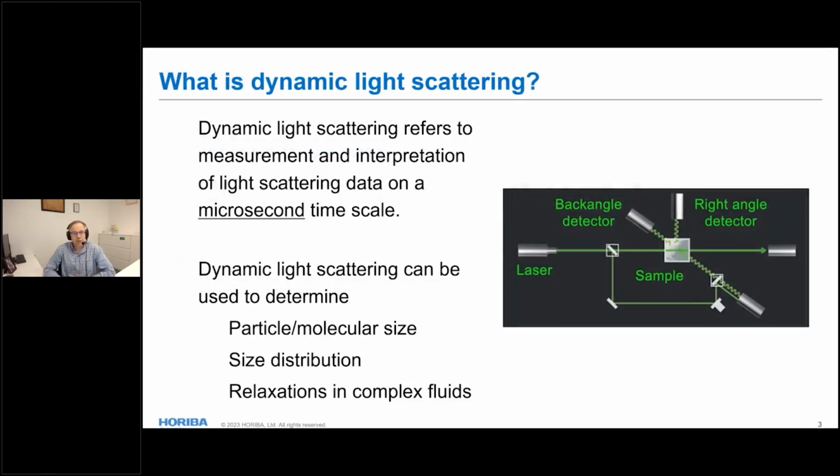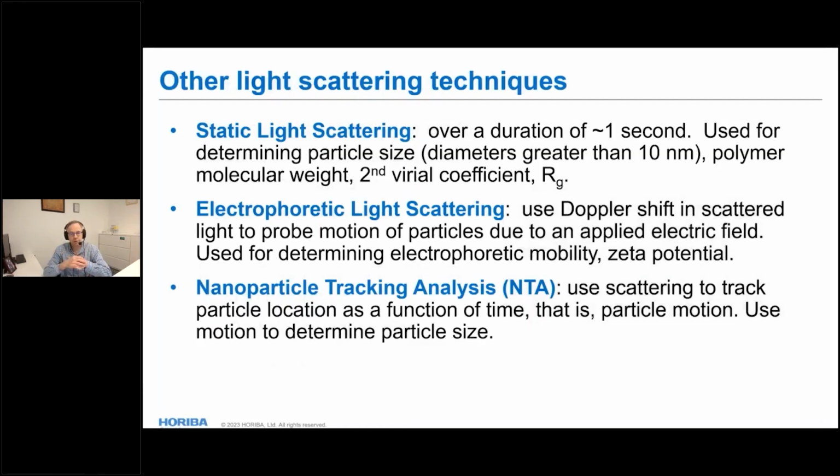So dynamic light scattering really refers to measurement and interpretation of scattering data on a very short time scale, microseconds. You'll use it to determine particle and molecular size, size distribution, and relaxations in complex fluids. So that's the gist of the topic, but we ought to put some perspective around it.